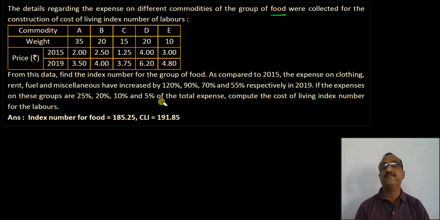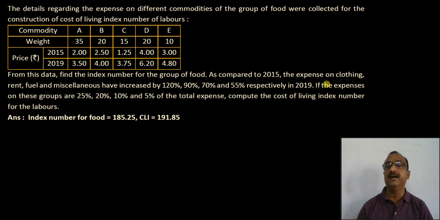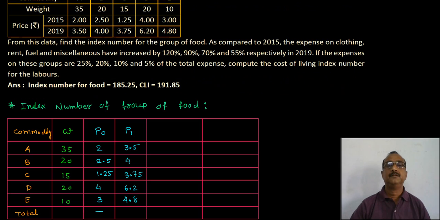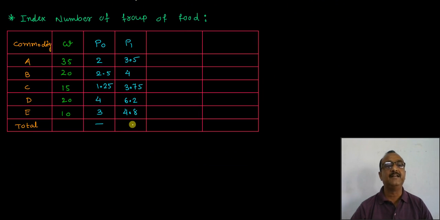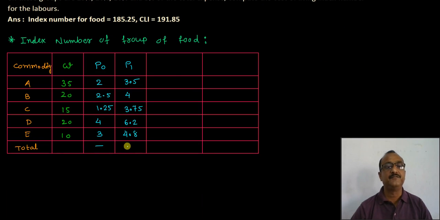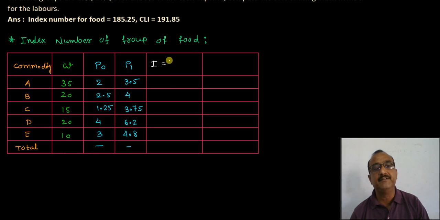Okay. Chalo, so finally, we have to find CLI, cost of living index number. So, first of all, we have to find the index number of food items. Prepare our table. Okay, so a table for calculation is ready. Index number of group of food. First column commodity, second column weight means W, third column price of 2015 P0 and 2019 means P1. Okay, now first of all find out I. Because I is not given, I is equal to P1 upon P0 into 100.